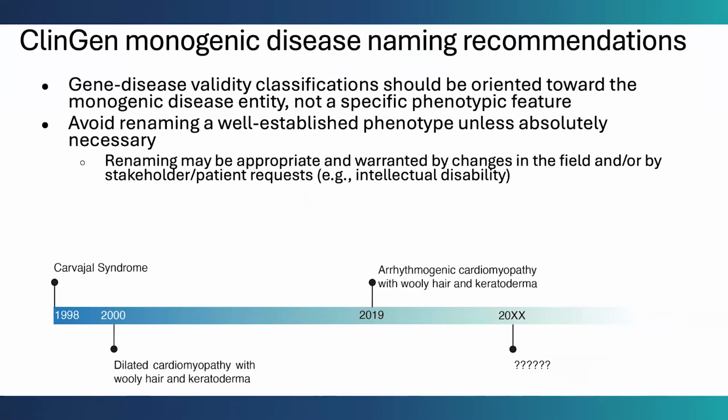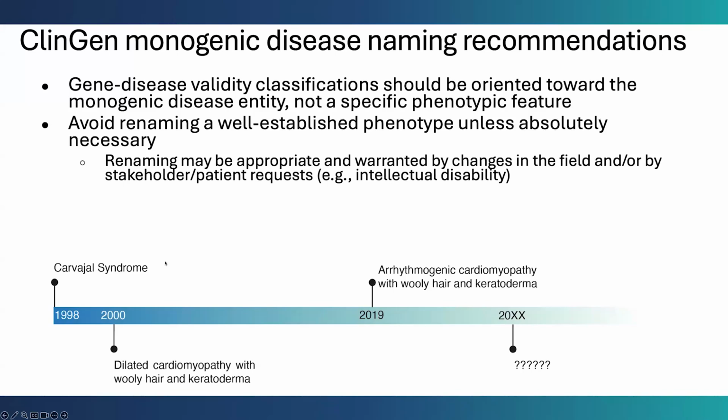We do understand renaming may be appropriate and warranted by changes in the field or by invested users, or what you may call stakeholders, or patient requests. An example of that is intellectual disability, right? There was a term for this called mental retardation. Unfortunately, we use it as a pejorative word in our population, and so that no longer was an appropriate usage of that particular disease entity or name, so it moved to intellectual disability.